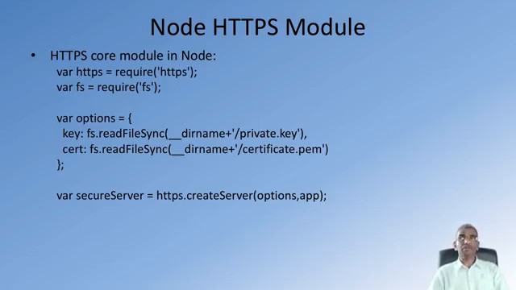So here we will use the file system with the readFileSync method to read in the private key and the certificate from the files that we generate using the steps we have seen in the previous slide. Once these 2 values are read in, the options for your HTTPS server are set up, and then you can configure your secure server to provide HTTPS-based communication from the server side.